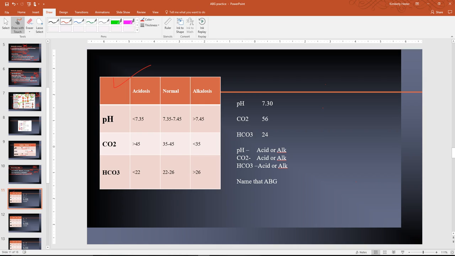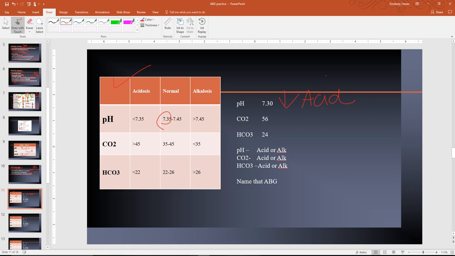All right, so what's our first question? Is our pH abnormal? Is it acidotic or alkalotic? Well, we can see that it's 7.30. That's too low, so we're going to put a down arrow. It's low, which means it's acidotic. Now we have to look at our values. Our CO2 level, is it high or low or normal?